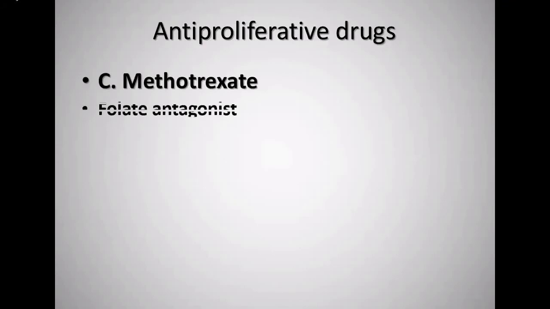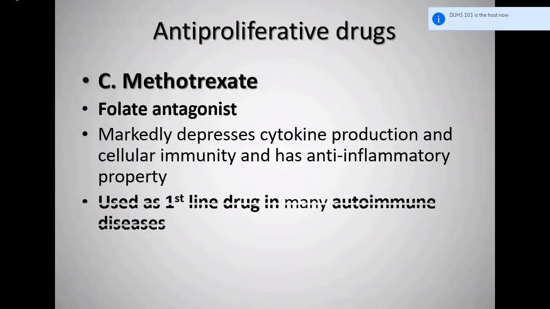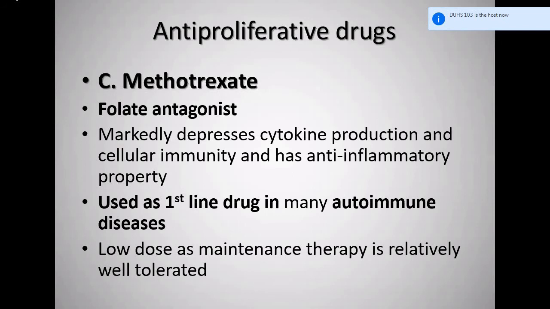The third drug as an anti-proliferator, as a cytotoxic drug, is methotrexate. This is very well known. You have discussed this drug in different topics, like in autoimmune disorders, where we use methotrexate. The mechanism is folate antagonist, that it basically affects folate. Folate is required for the maturation of the DNA. So once you inhibit the folate activity, the DNA will not mature, and there will certainly be killing of the cells.